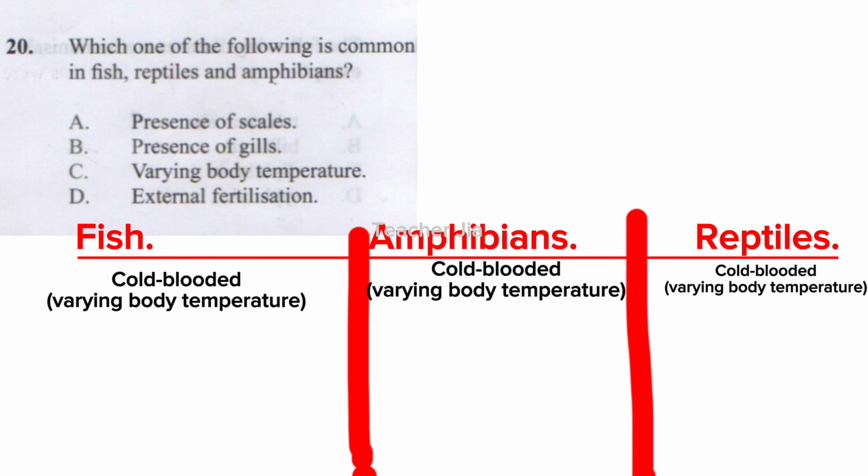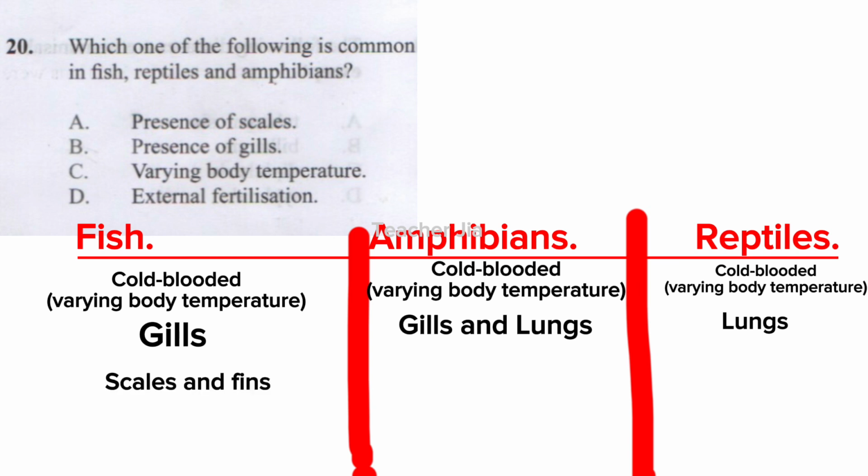We talk about breathing. Fish use gills, amphibians breathe using gills and lungs, and reptiles breathe by means of lungs. So that varies, so that's not a similarity in all of them. Next, fish have scales and fins. Amphibians have thin, moist skin.